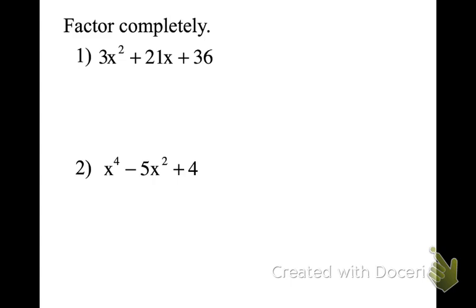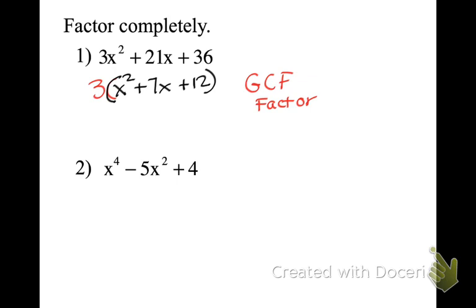What's the first thing we need to do? Somebody? GCF. What's the GCF? 3. So I'm going to take the GCF, 3, and what would be left? x squared plus x plus 12. Okay? Now, the next thing I need to do is I'm just factoring it. General factoring. I'm going to use my X marks the spot. What multiplies to 12 and adds to 7?